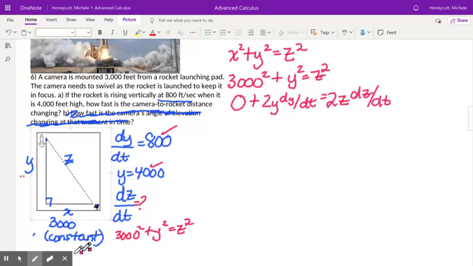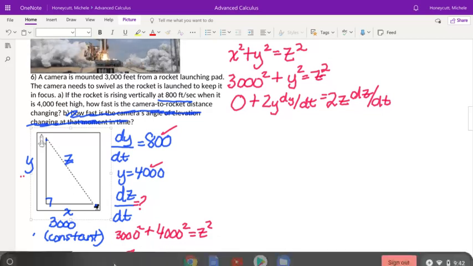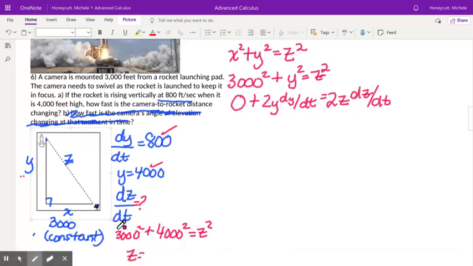And we said y would be, what is y? 4,000 right now. So 3,000 squared plus 4,000 squared equals z squared. And when we solve, we end up getting that z will be the square root of, so z is going to be 5,000.